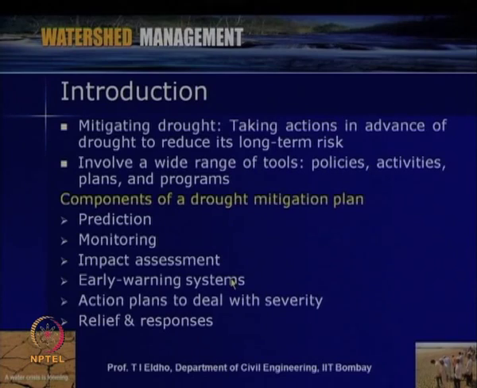So, once the drought comes to the area, depending upon the severity, whether it is mild, moderate or severe, we need action plans. Since we have to help the community, we have to help the people, there may be famine, there may be water shortage, there will be so many issues. So, how we can help the community, how we can do various things so that the severity will be reduced. So, that is the next step, action plans to deal with the severity.